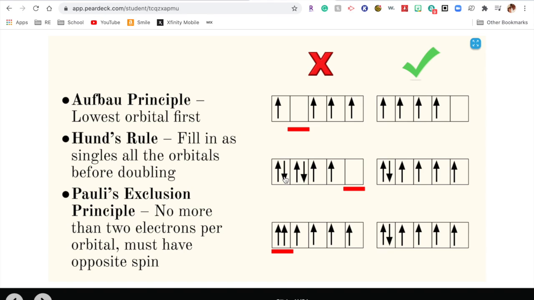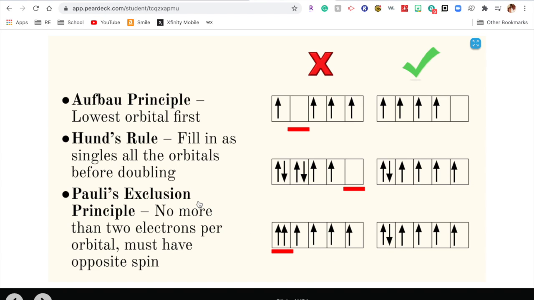And so the electrons, if they can be by themselves, they will be. So for example, these two are sharing when they don't have to because there's an empty orbital. Whereas in this one you can see only two arrows are sharing a box, and the rest of the arrows have their own boxes.